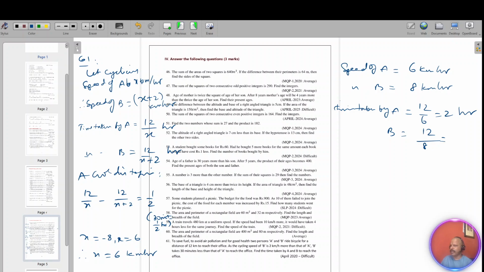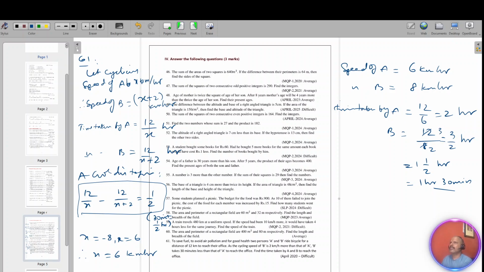What they asked is the time for A and B to reach the office. 12 by 8, how much does it become? 4 twos are 8, 4 threes are 12, so 3 by 2 hour, that is 1 hour 30 minutes, or you can say 1.5 hour. Always observe this forming, it is very important. This was the same as the train problem. So we'll move to the next question.